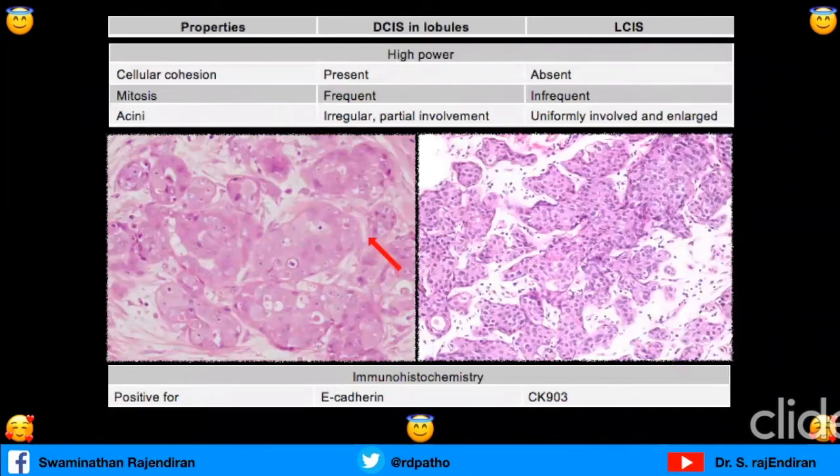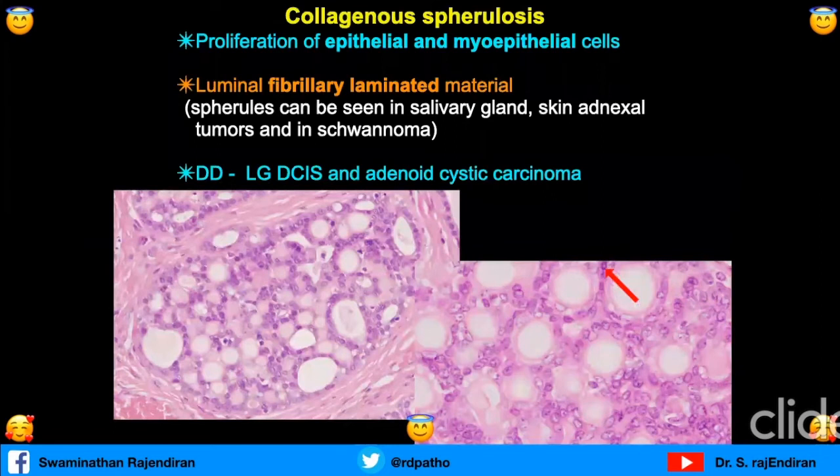This is the high power view showing the cytological atypia in DCIS, and the cells are more monomorphic in LCIS. And I already showed the immunohistochemistry. E-cadherin will be positive in DCIS, whereas CK903 will be positive in LCIS. Another interesting thing we have to remember when we are seeing a low-grade lesion is collagenous spherulosis. The differential diagnosis is adenoid cystic carcinoma and cribriform carcinoma.